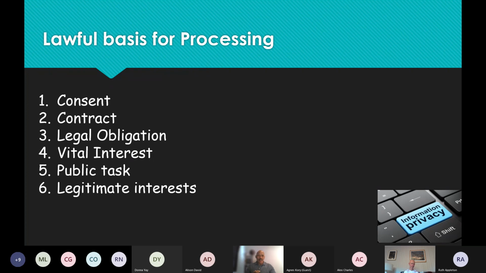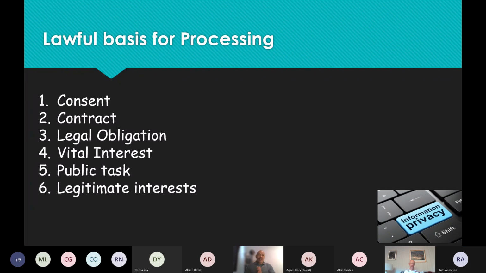Vital interest. Vital interest is usually when you have to act in the best interest of the particular individual. So it is usually a matter of life and death for the individual. If you don't process the personal data, they may die. An example is you come across a data subject who perhaps has a health emergency and they may be wearing on their person some information about their health, about their personal issues.